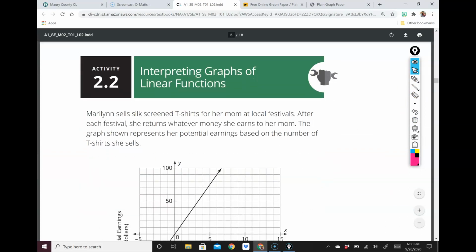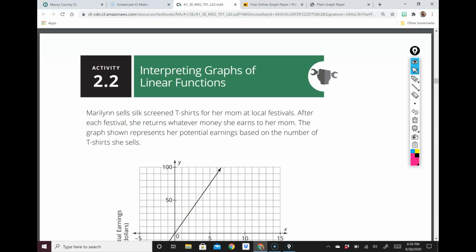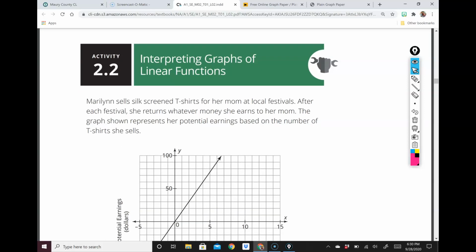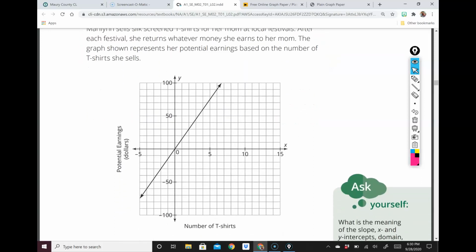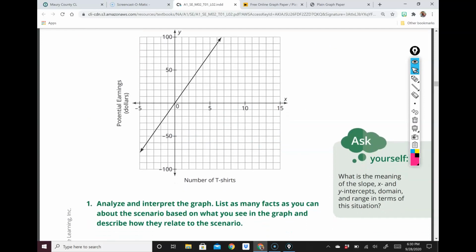Activity 2.2. Interpreting graphs of linear functions. Marilyn sells silk screened t-shirts for her mom at local festivals. After each festival, she returns whatever money she earns to her mom. The graph shown represents her potential earnings based on the number of t-shirts she sells. Number 1. Analyze and interpret the graph. List as many facts as you can about the scenario based on what you see in the graph and describe how they relate to the scenario.